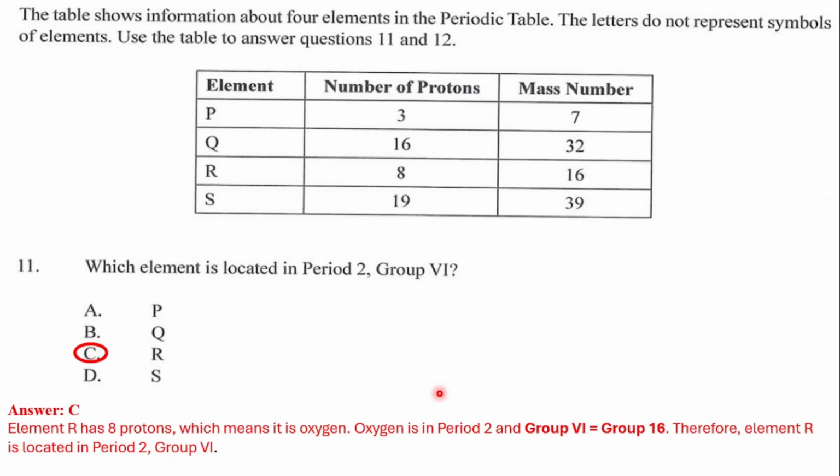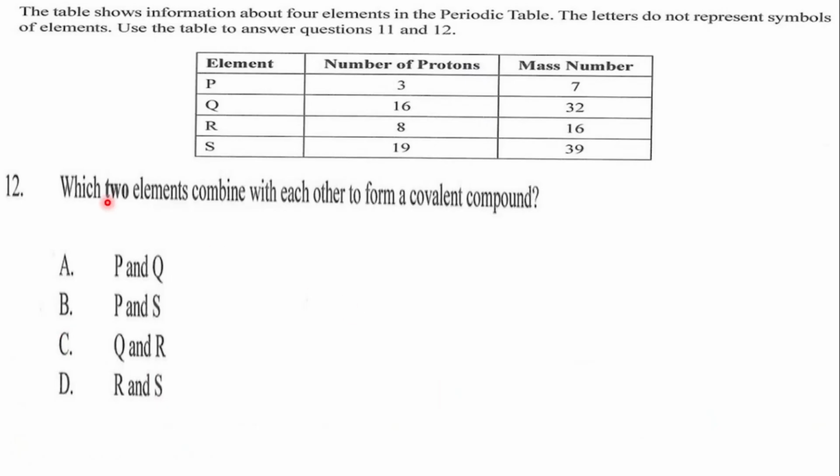Let's move on to number 12. It says, which 2 elements combine with each other to form a covalent compound? Is it A, P and Q, B, P and S, C, Q and R, or D, R and S? Again, we want to form a covalent compound.